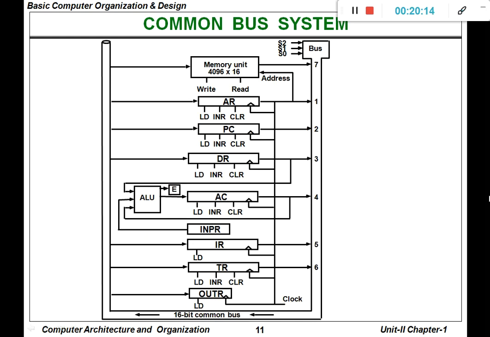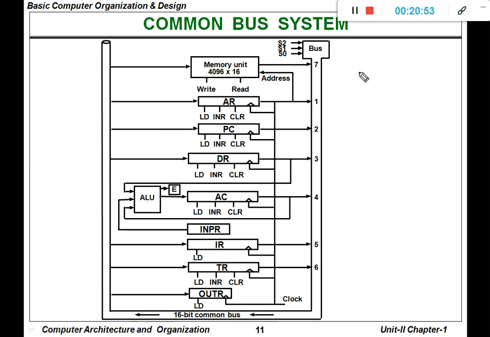In this diagram, we are going to elaborately see how the operations are carried out using these registers. Here you may see a 16-bit common bus. What does it mean? At a time, 16 bits will be transmitted. From where to where these 16 bits will be transmitted is very, very important.